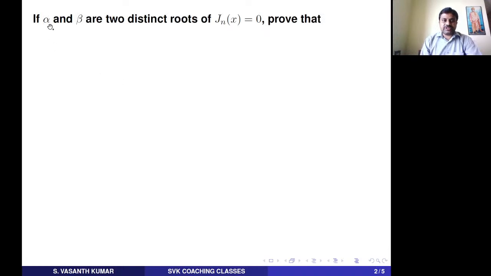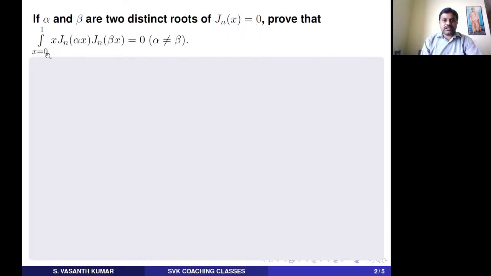So this is the statement: if alpha and beta are two distinct roots of Jn of x equal to 0, then prove that the integral from x equal to 0 to 1 of x into Jn alpha x, Jn beta x is equal to 0 for alpha not equal to beta, where alpha and beta are distinct values. That's why we say both are not equal.